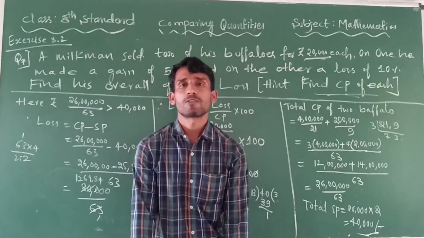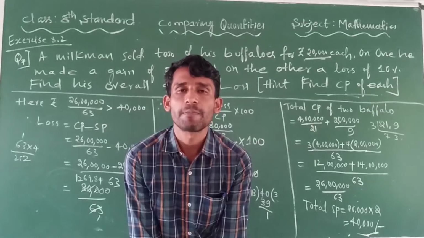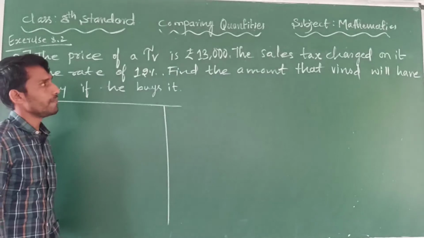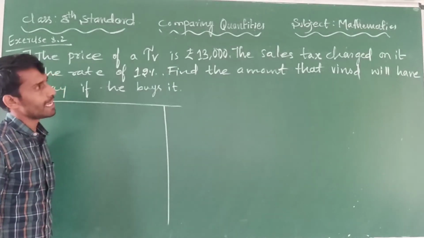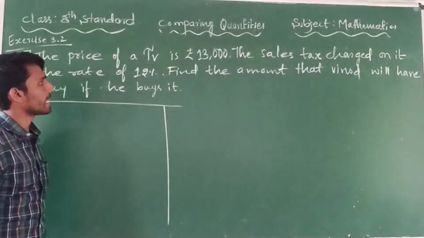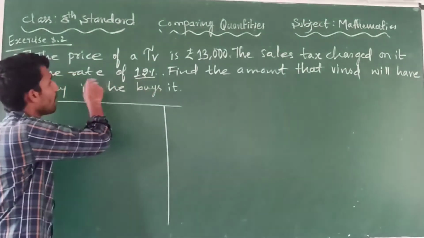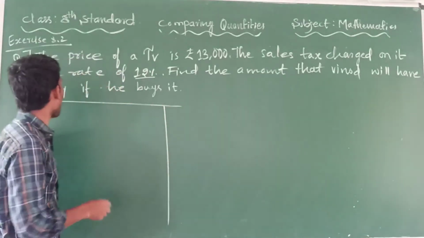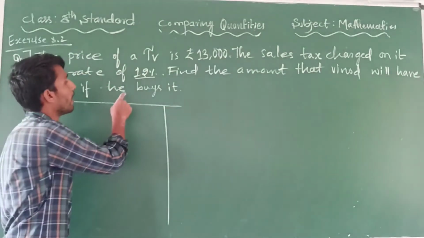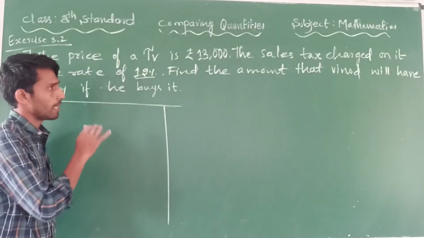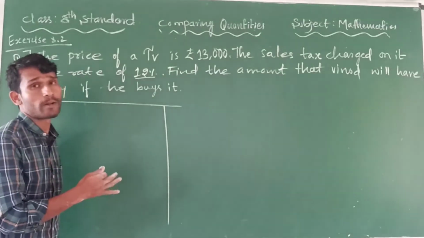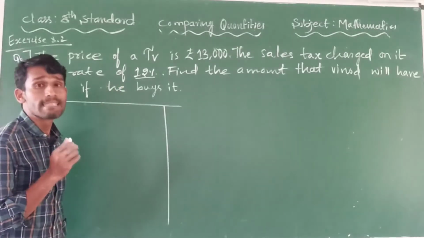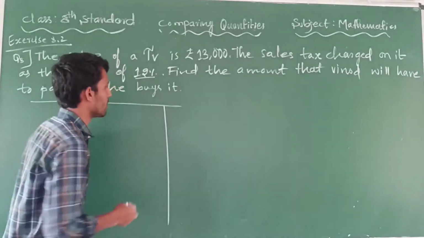Okay, dear friend, next I am taking question number 8 in exercise 8.2. The price of a TV is 13,000. The sales tax is charged on it at the rate of 12%. This is the sales tax. Find the amount that Vinod will have to pay if he buys it. How much does Vinod have to pay to the shop after adding 12% sales tax? We have to find out. Here is the solution.